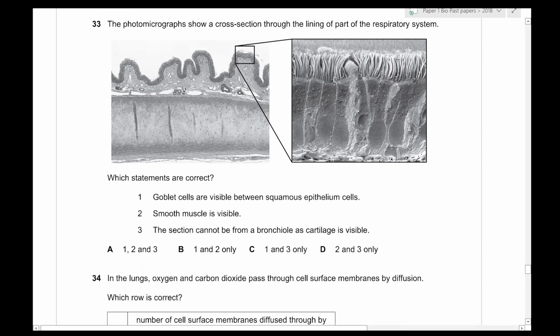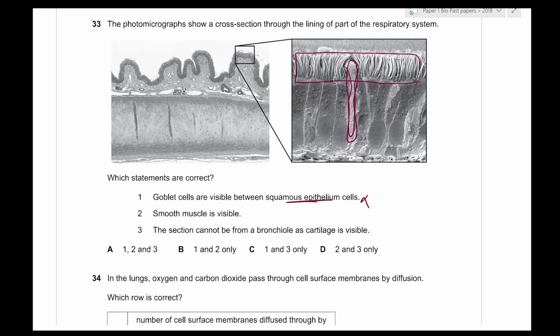3. The photomicrograph shows a cross-section through the lining of part of the respiratory system. Which statements are correct? So, 1. Goblet cells are visible between squamous epithelium cells. In this case, we cannot actually see goblet cells, because here all the cells that we could see contain cilia. And by the way, this is not a goblet cell, this is mucus. Therefore, this is actually incorrect. There are no goblet cells visible.